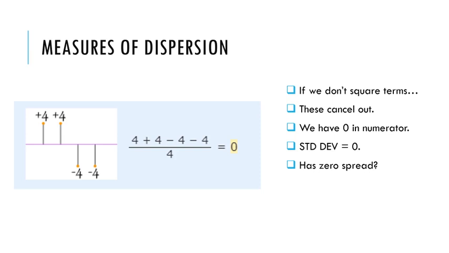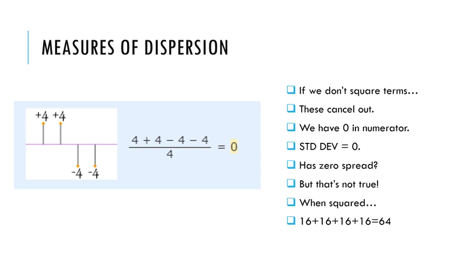So squaring that term in the parentheses keeps things from canceling out. So, when they're squared, let's think about what happens when we square the same terms right here. Well, 4 becomes 16, 4 becomes 16, but now -4 becomes 16, and -4 becomes 16. Now I have 64, and 64 divided by 4 is no longer 0. So hopefully that makes sense. This is not atypical in equations where we square terms to eliminate the idea that some things are above and some things are below, and we don't want them to just cancel out. You'll see that again.